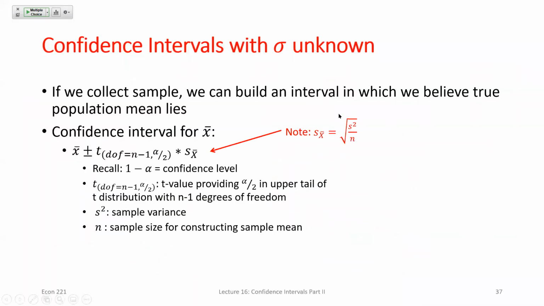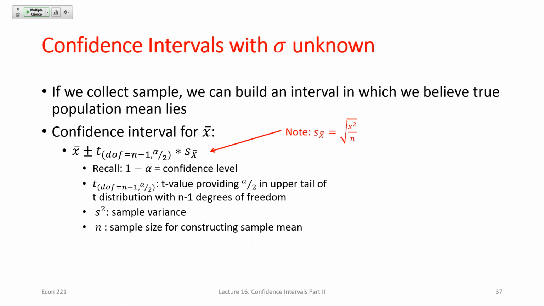I already have this up on the board. But really, once we plug our values into this confidence interval equation, yes, this t-value is coming from a different distribution, but once I plug the number in, it looks exactly the same.